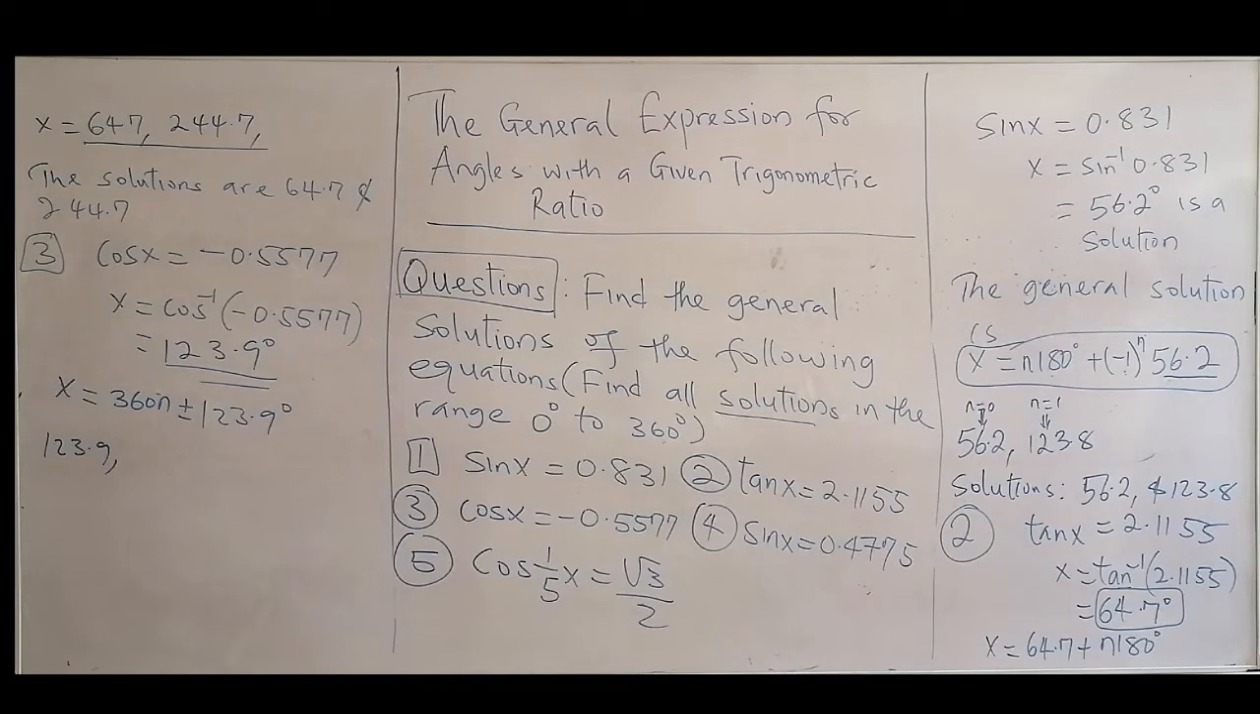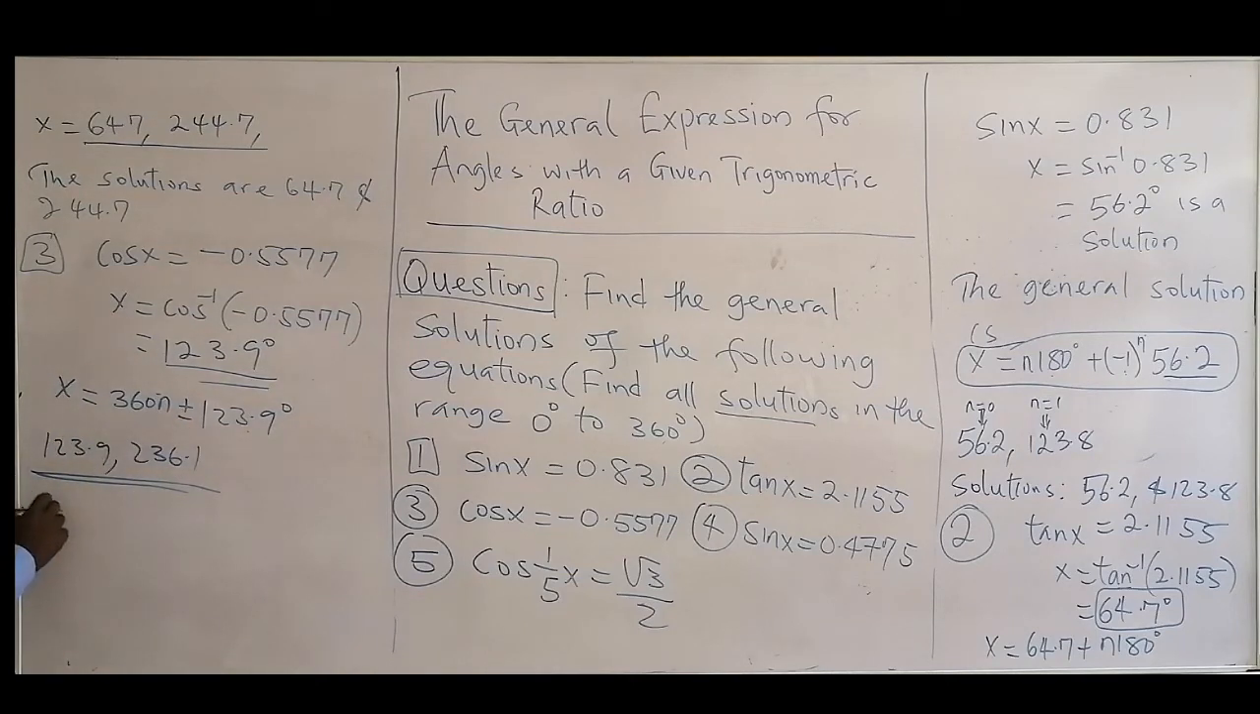When n is 1, we're going to have 360 times 1, then if you take the positive, it will be outside the range. The range is from 0 to 360. So it's going to be 360 minus 123.9. That will give me 236.1. So these are the solutions. If you continue, it will be outside the range. N equal to 2 will be outside the range.